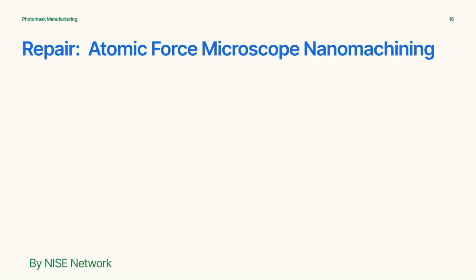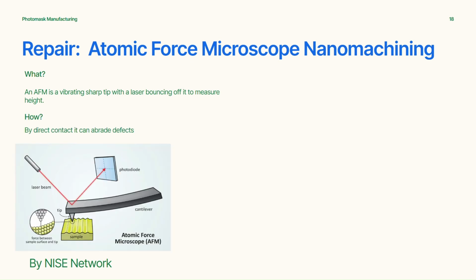Now, the second type of repair I'm going to be talking about is the atomic force microscope nanomachining. Now, what is an atomic force microscope? It's basically a vibrating sharp tip with a laser that bounces off of it to measure height. And the vibration frequency changes due to interactions of atomic forces as the tip gets close to the surface. So that vibration frequency changes ever so slightly and can be used to measure the heights. And in this case, it's actually going to make direct contact with the photomask so it can abrade it away. And this does two in one by not only abrading away the defect, it also measures the defects.